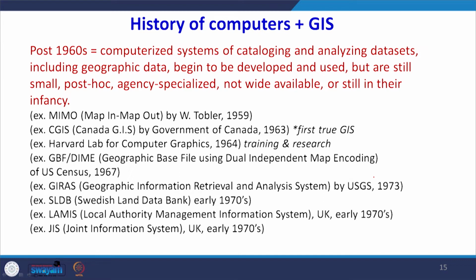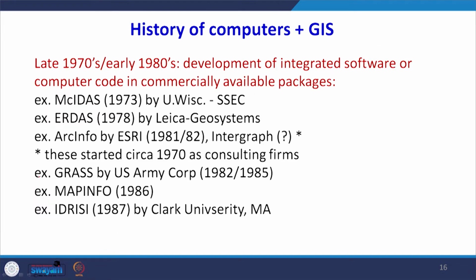Then the Harvard Laboratory for Computer Graphics developed software. Then there was GIRAS, the Geographical Information Retrieval and Analysis System by USGS, and so on. You can see that till the 1970s several GIS-based modules and software were developed because of the obvious advantage over the normal cartographic software, the normal CAD software.